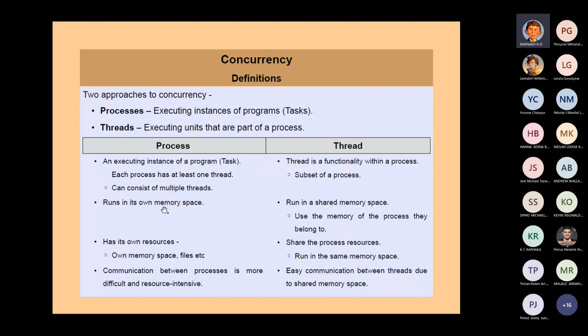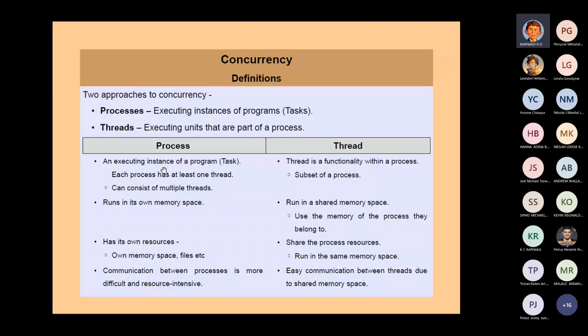And then a process also runs in its own memory space. In contrast to that, a thread is a functionality within a process, in other words, a subset of a process. And threads run in a shared memory space. They use the memory of the process they belong to. So if you have multiple threads, they're all running in a shared memory space, and that memory is part of the process that they belong to.